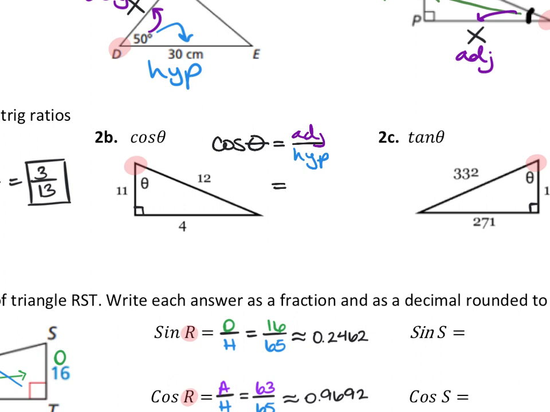What is the length of the leg adjacent to theta? Adjacent means touching. This is the side that's touching theta, the leg that's touching theta. So how much should I put in the top of this fraction? 11. What is the length of the hypotenuse? 12. Because the hypotenuse is always across from your right angle. It's that longest side. So the ratio for cosine of theta here is 11/12. So this would be your answer, 11/12.